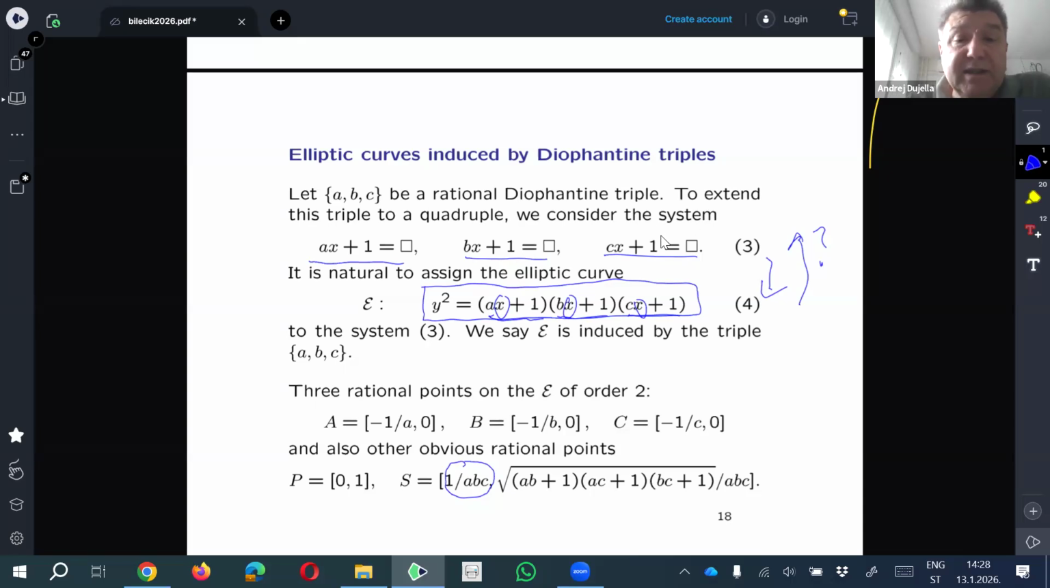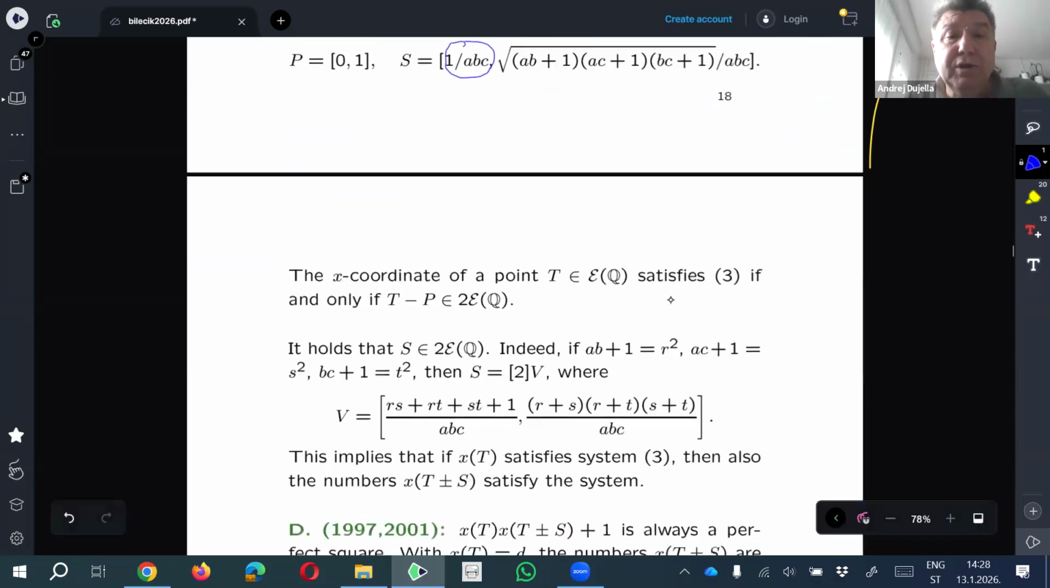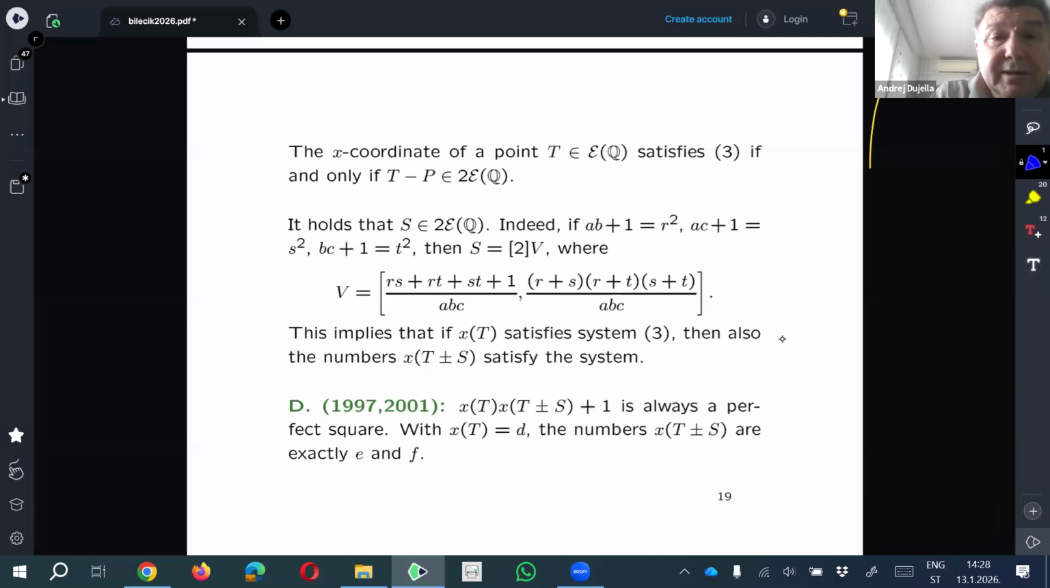And the answer is that it is enough to have one point which is good, and the point (0, 1) is good. So if we put 0, we have 1, 1, 1, we have three squares. So we have one point which is good, and all others can be obtained by this rule. If we add to this point P any point of the shape 2 times something, so any double point, we will get a point which satisfies the initial condition. And so what is important about the point S? S is exactly of this shape.